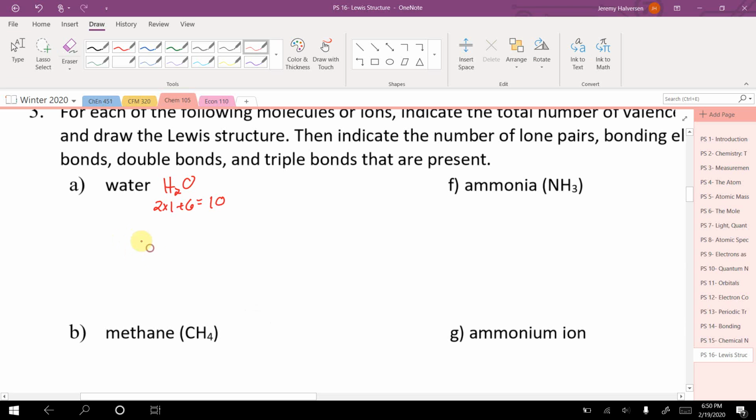So, oxygen in the middle. You want the least electronegative in the middle, which would be hydrogen, but I can't put hydrogen in the middle because it only makes one bond, so I'm stuck with oxygen.